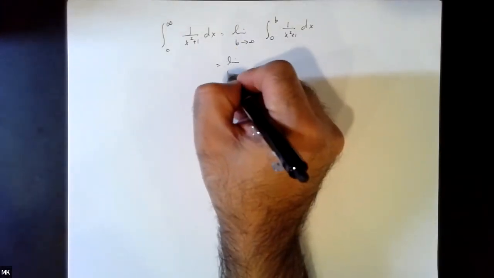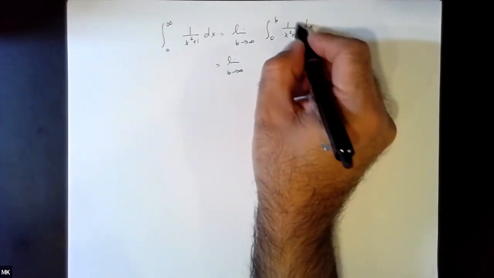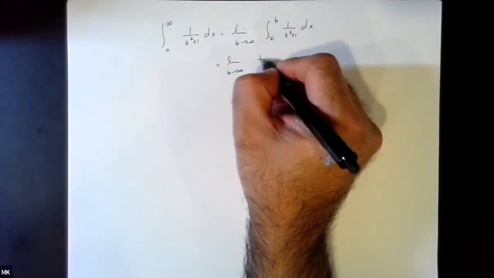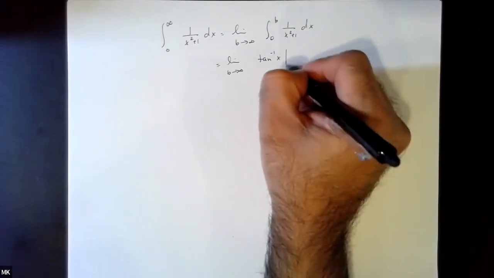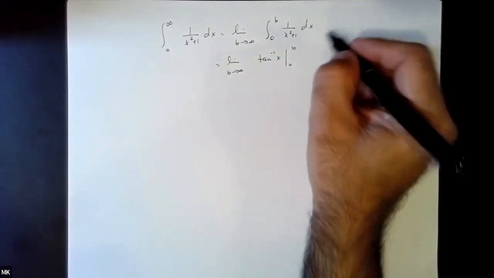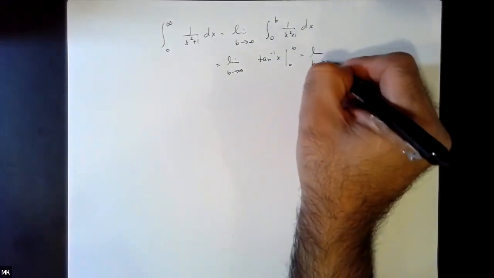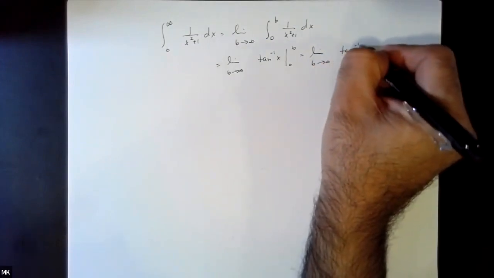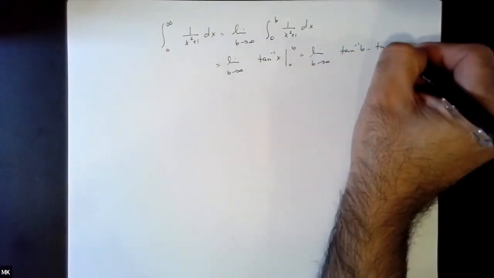So there's going to be the limit as b goes to infinity of, remember, the antiderivative of 1 over x squared plus 1 is tan inverse of x from 0 to b, which is the limit as b goes to infinity of tan inverse of b minus tan inverse of 0.